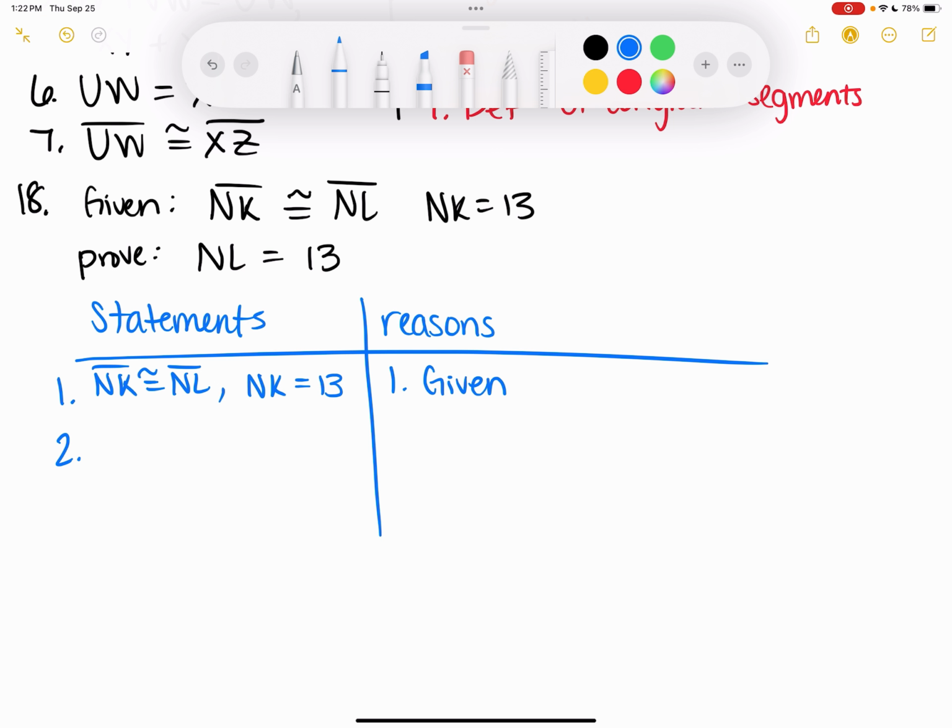Ideas on what step 2 should be if I'm trying to show that NL is equal to 13? Or what is often my next step when that's my step prior? NK is equal to NL. Yep, NK equals NL. And what's the reason on that? Transitive property of segment congruence. It's the definition of congruent segments. Yep, definition of congruent segments.